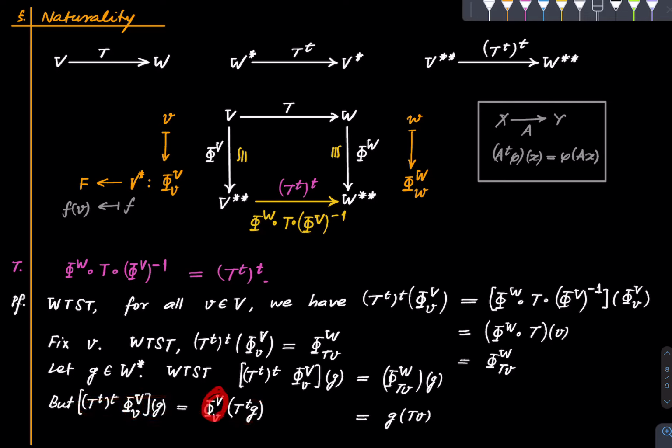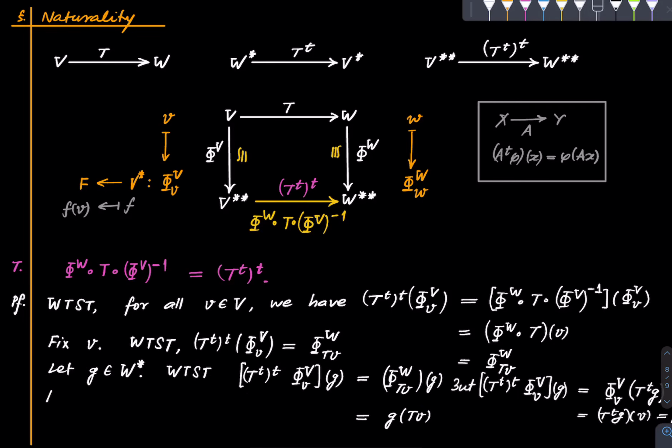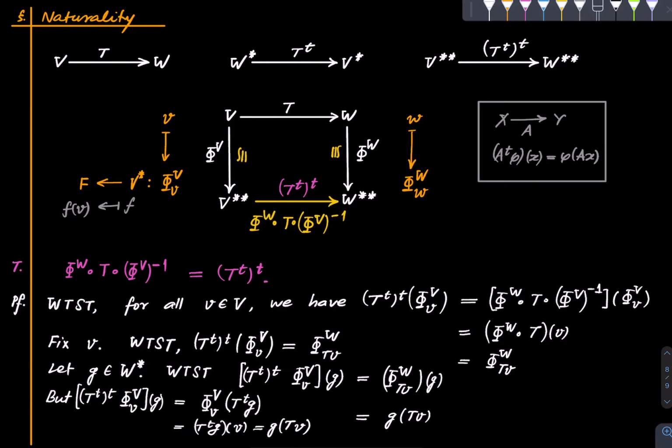And now we use the definition of this guy. This is equal to T transpose G, and you feed it the vector V. But that is equal to G of TV, again using the definition of transpose. Maybe I should have taken it to someplace else. Anyway, I'm sure you follow.